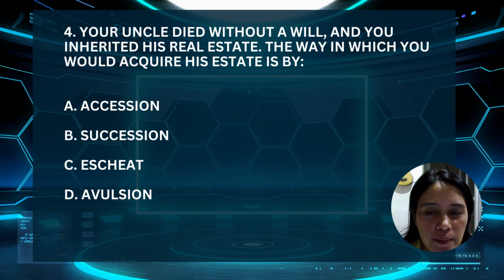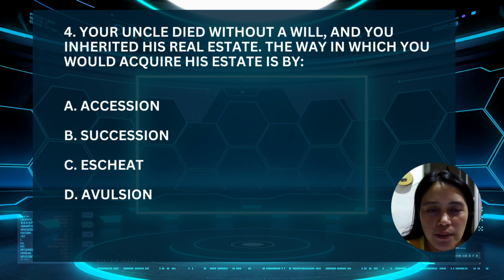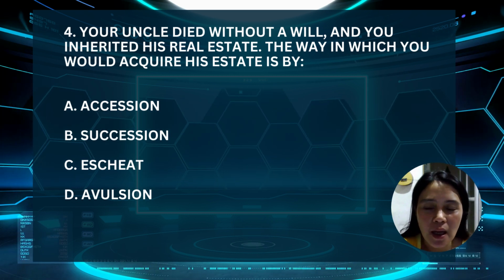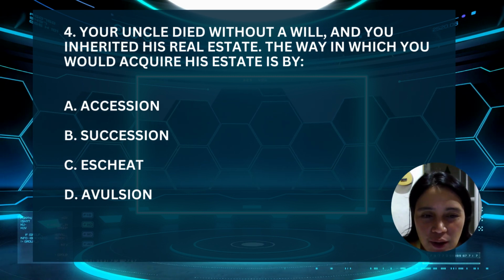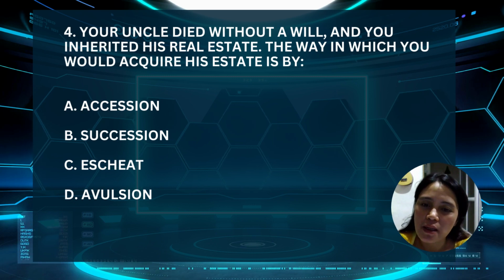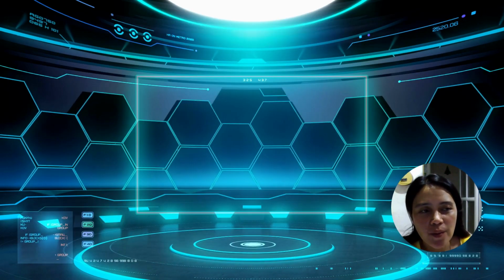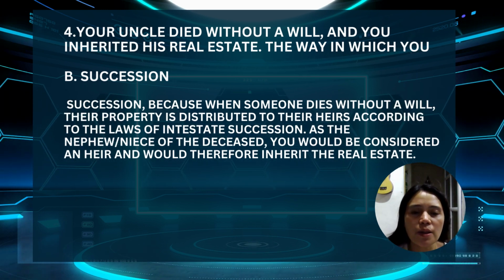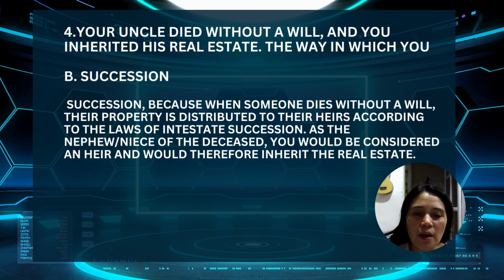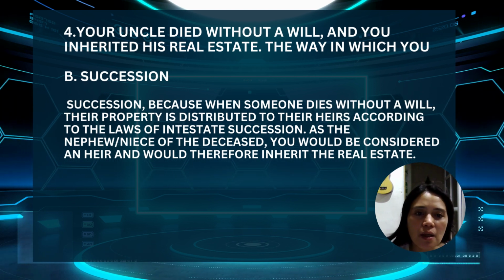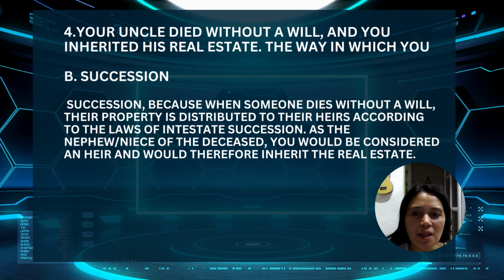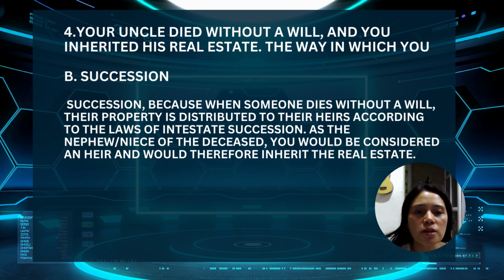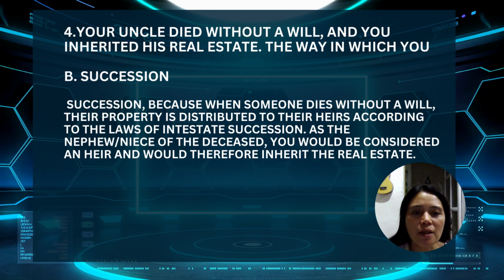Your uncle died without a will, and you inherited his real estate. The way in which you would acquire his estate is by A. Accession, B. Succession, C. Escheat, D. Avulsion. Succession. Succession, because when someone dies without a will, their property is distributed to their heirs according to the laws of intestate succession. As the nephew or niece of the deceased, you would be considered an heir and would therefore inherit the real estate.